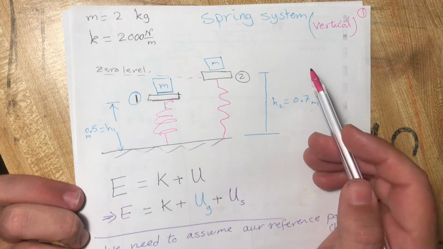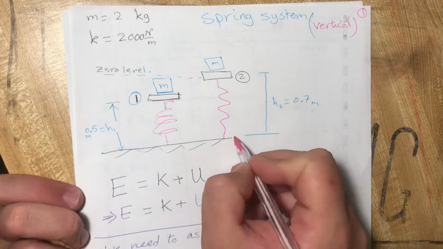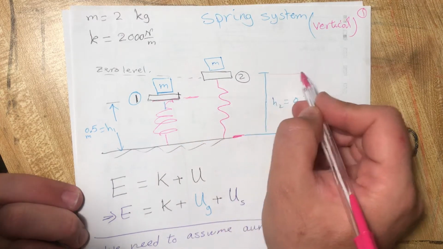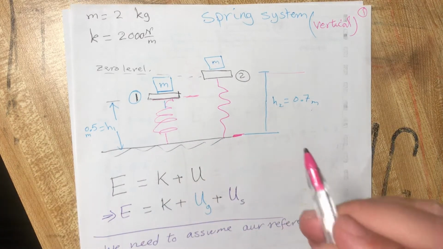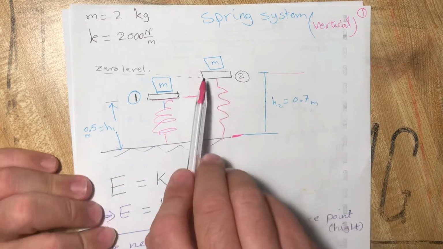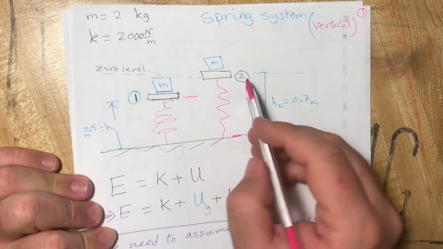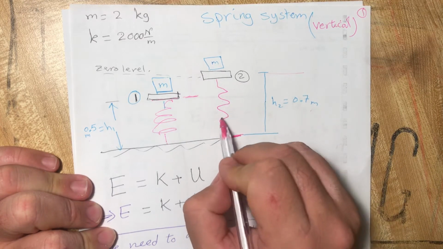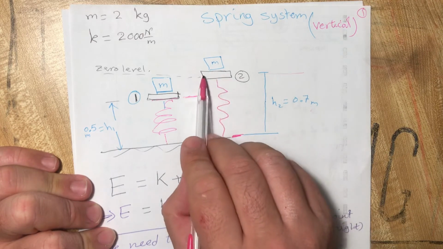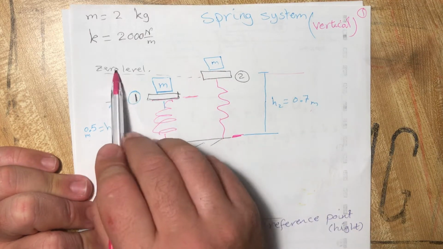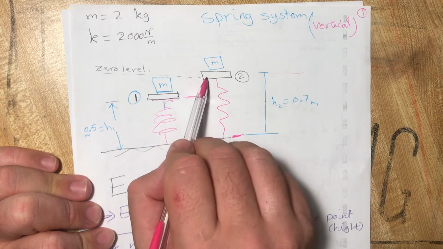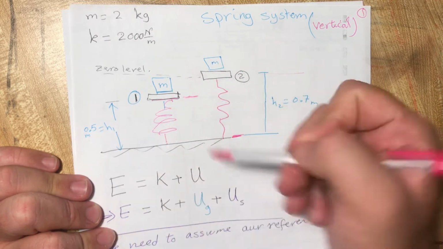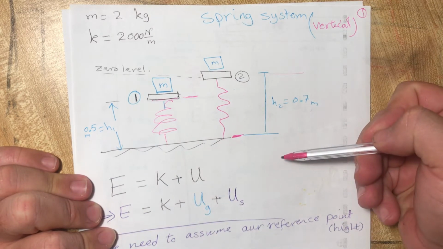We can choose this level, but I think when you choose the level where the compression for the spring is zero and it is free, and you also choose this as the zero level, then the potential energy here will be zero. Then you will have just the kinetic energy. We will see that now in the example.